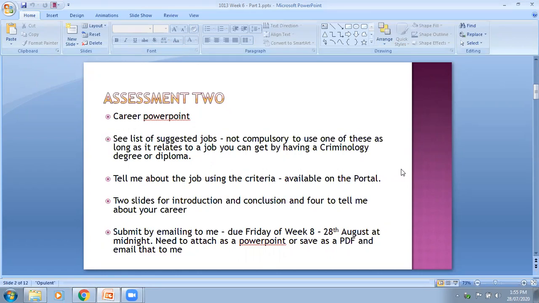Don't forget, week 8 is the 28th of August, as there is a week off the week before. It's the mid-trimester break. So you need to either attach it to your email as a PowerPoint, so done in PowerPoint, or if you do it in some other weird program where the slides, the notes section won't come up, save it as a PDF and email that to me. Okay, if you've got any questions, please feel free to email me, or we can talk about it in class.